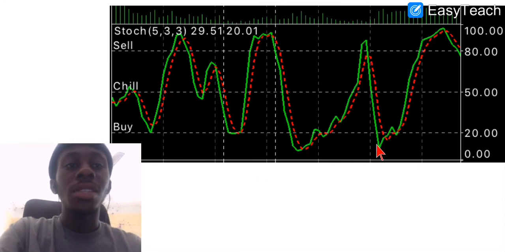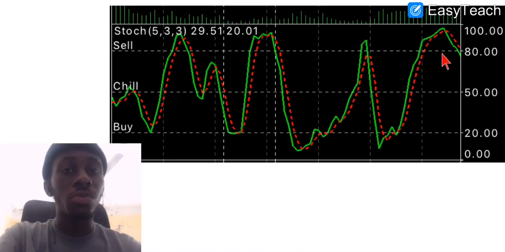The same happens here. The green crossed the red. At any point, you can place your buy. You can place your buy here. Though it will go down, it will go up again. Buy. Even if it goes down, try to buy. Like this one, it went down, but it was a buy. You place your buy here, it goes up, you are in profit. Then you close your trade.